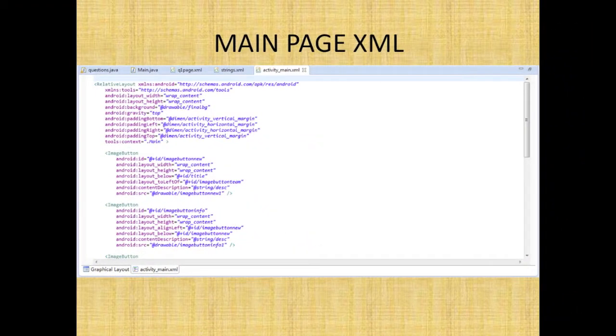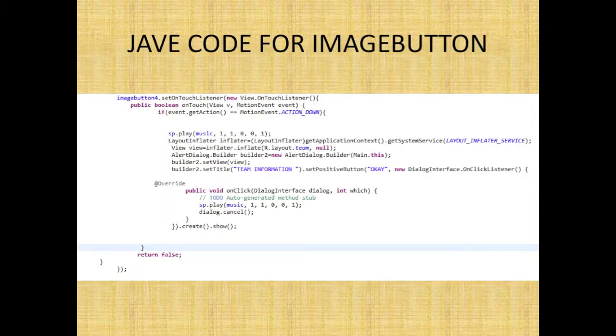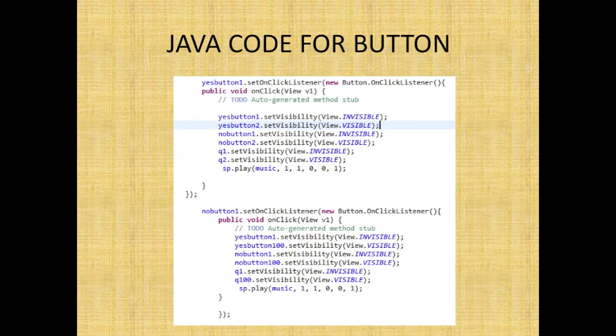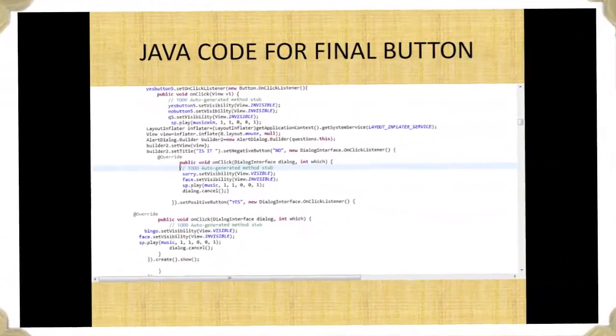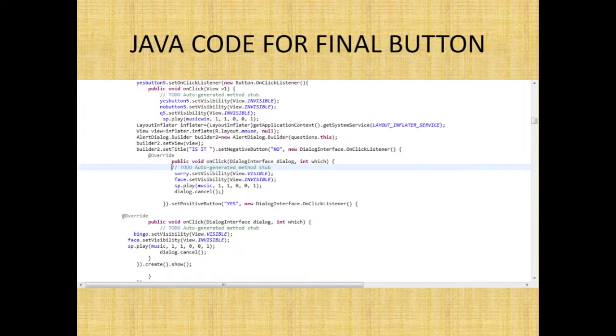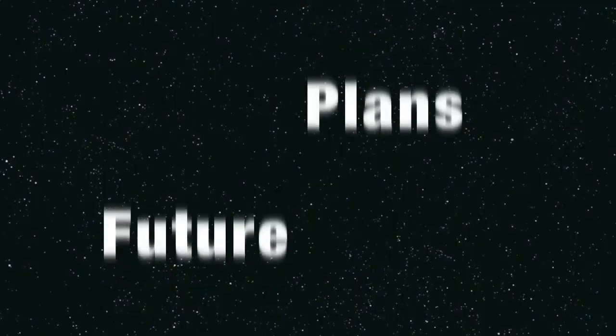This XML file shows how we designed the graphics for our application startup screen. The Java code for the image button, as you can see, implements the play music function and the alert dialog. This is how we implement the binary tree in the Java code. So this code shows us what happens when we reach the end of the game. It's going to pop up the alert dialog and show the picture of the animal using the XML file.